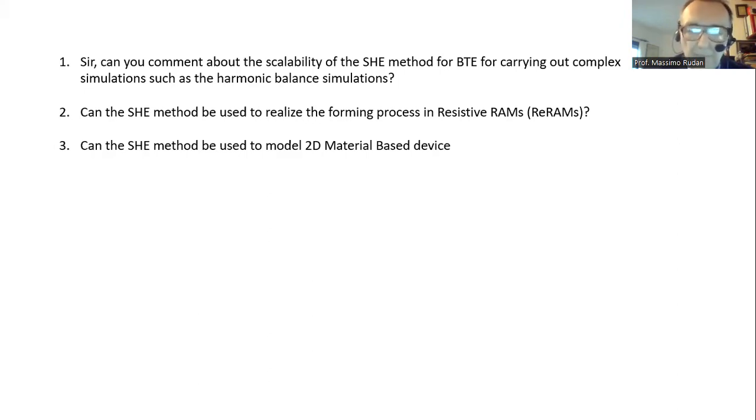Okay, so the scalability is limited by this. If we have variations that are too strong, we cannot use that form of the equation anymore. Okay.